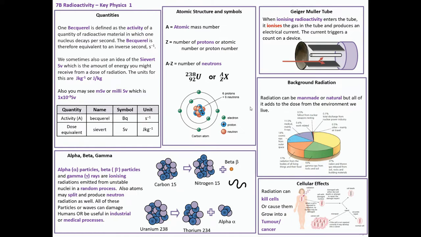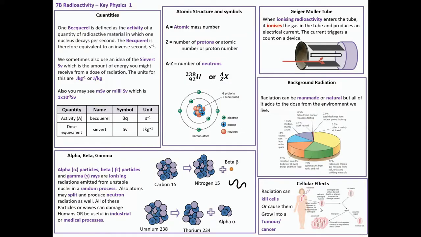The background radiation, you should know that radiation could be man-made or natural. All of that adds up to the dose from the environment we live in. So you've got stuff from rocks, gamma rays from the soil and space, you've got cosmic rays, you've got medical x-rays, you might work somewhere in a power station, you might be fallout from nuclear weapons programs, you could have discharge from a nuclear reactor, and you could just go on holiday. So you do get quite a lot of radiation just by going on a plane.